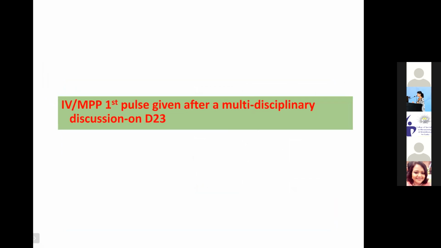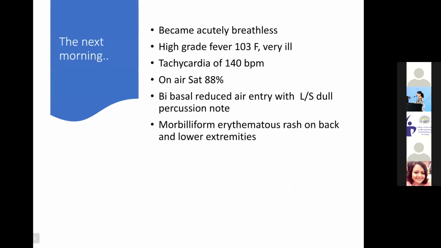So what happened next? The next morning, she became acutely breathless with high-grade fever, tachycardia of 140 beats per minute, low oxygen saturation, reduced bibasal air entry with left side dull percussion note. There was a transient morbilliform erythematous rash on her back and lower extremities as well. So what could be the possibilities for her acute breathlessness in this setting?